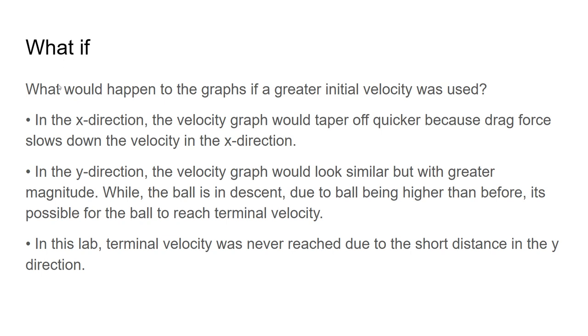So my what-if question: what would happen to the graphs if a greater initial velocity was used? In the x direction, the velocity graph would taper off quicker because drag force slows down the velocity in the x direction. In the y direction, the velocity graph would look similar but with greater magnitude. While the ball is in descent, due to the ball being higher than before, it's possible for the ball to reach terminal velocity. In this lab, terminal velocity was never reached due to the short distance in the y direction. Because terminal velocity comes after a certain amount of time in the air, it was never reached because the ball was not in the air for that long.